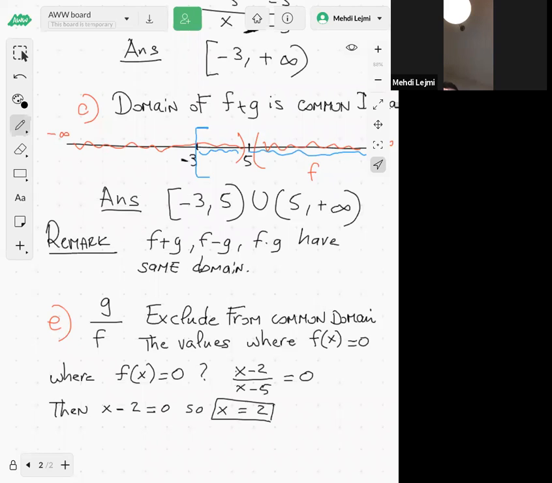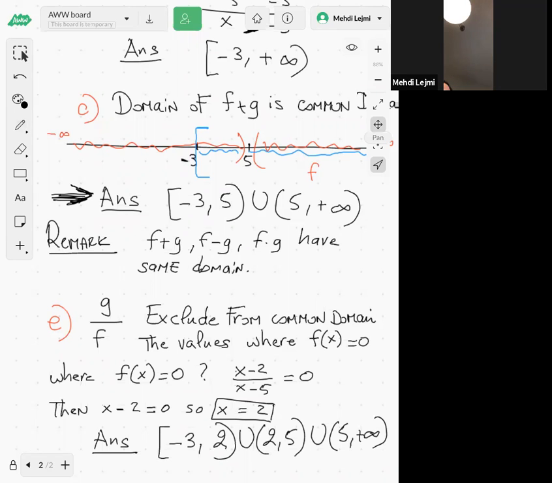Okay, so we have to exclude the positive 2 from the common domain, right? This is my common domain. So we have to exclude the positive 2. So then the answer here, the domain for G over F, it's -3. And then you stop at 2 because we have to exclude the 2. Excluded, you start again at 2. 2, 5, which is already excluded, right? The union 5 to positive infinity.